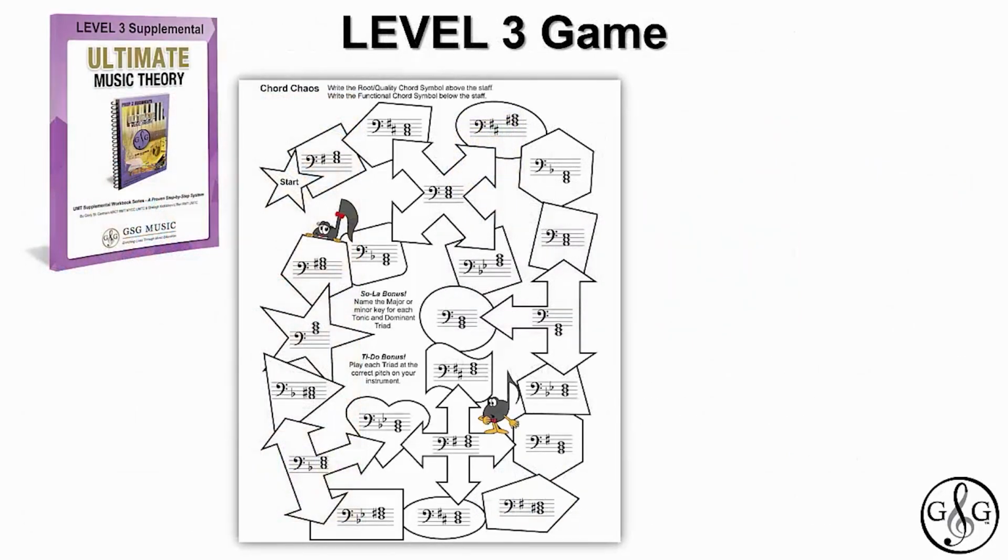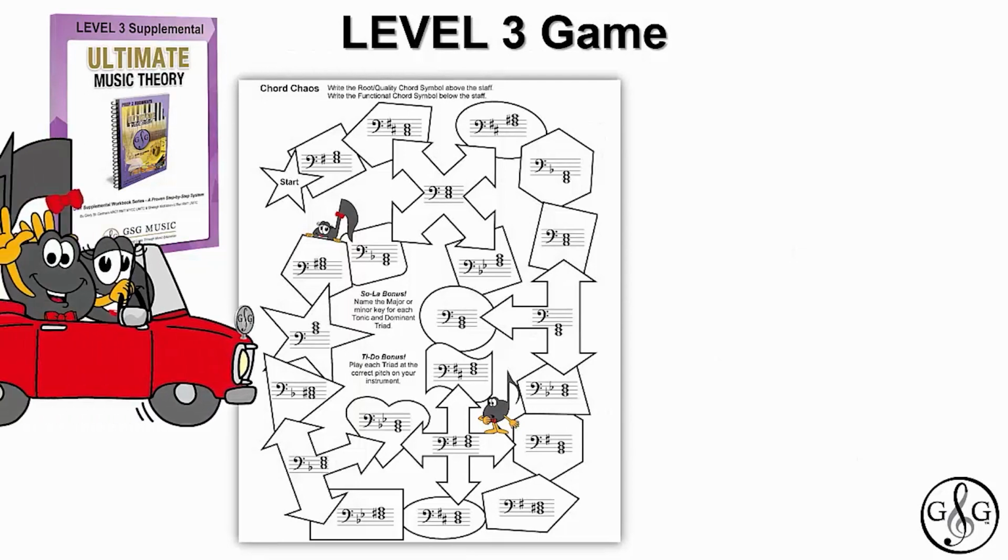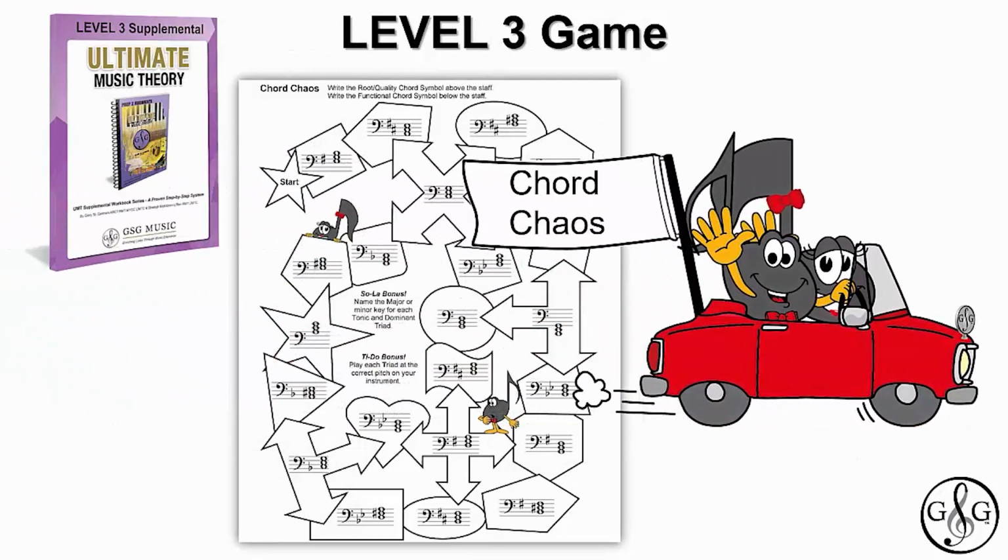In Level 3, Joanne created Chord Chaos. Simply identify the root quality of chords, and this is included in your Level 3 supplemental workbook. You can even color code your functional chord symbols, play them on the piano, write a song. You can use Cheerios or chocolate chips and write the chord chaos on your whiteboard. Change them from bass clef to treble clef. I'm sure you'll come up with lots of ideas for your Chord Chaos game. It's just fun to play games.